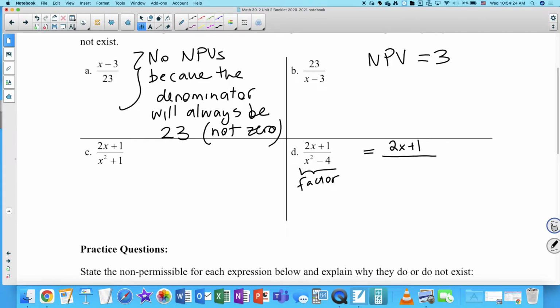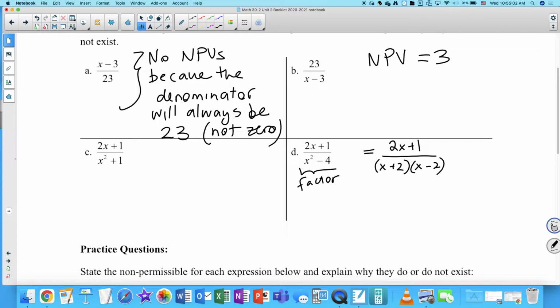But we can factor the denominator. How would that factor? X minus 2, x plus 2. Right. X plus 2 times x minus 2. Okay? Now, every unique factor in the denominator will produce a non-permissible value. What I mean by unique is that if they're different. If I had like 2 factors of x plus 2, you're just going to get one non-permissible out of there. But as long as the factors are different, they will each give you a non-permissible value.